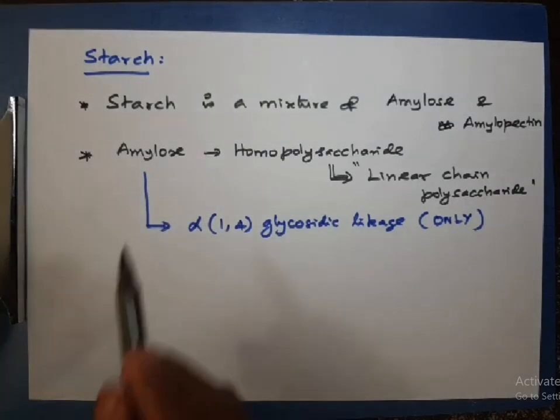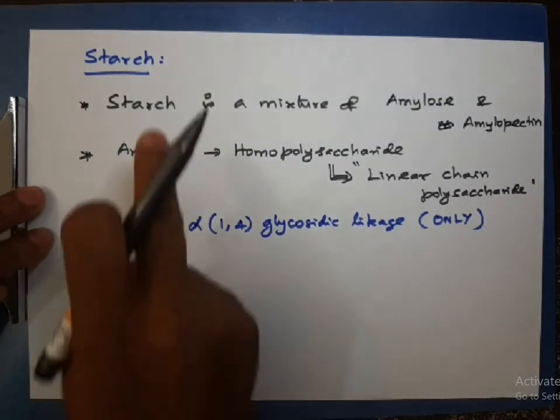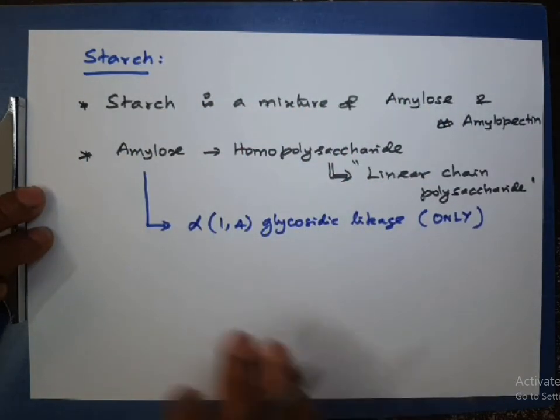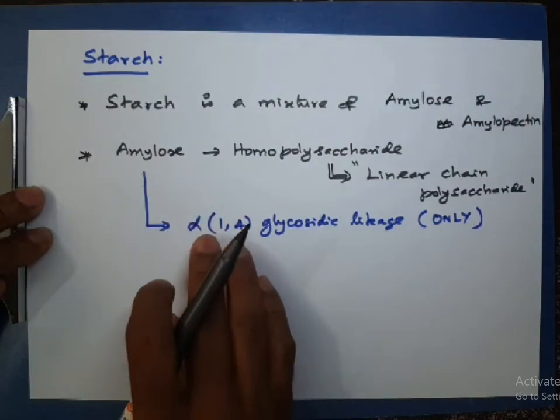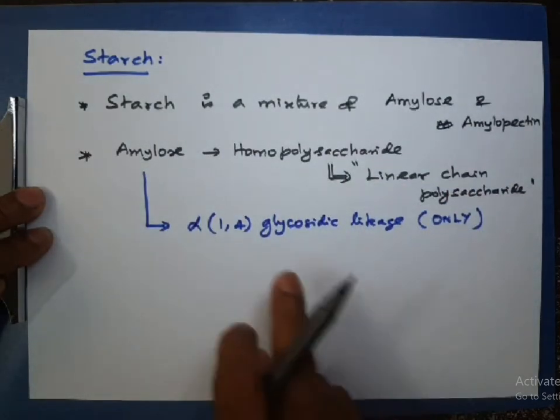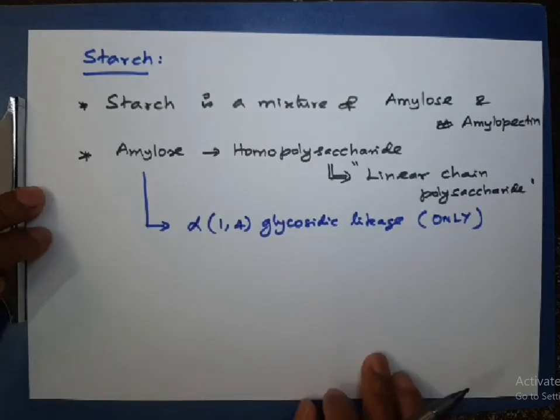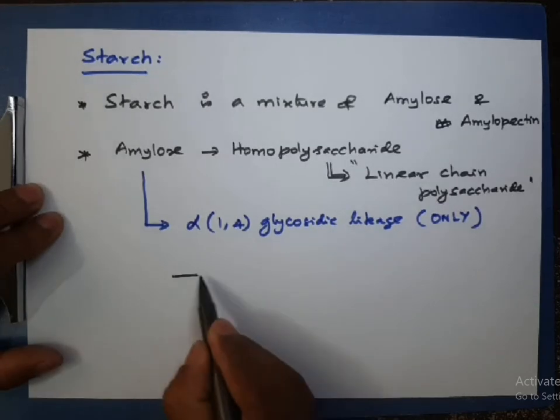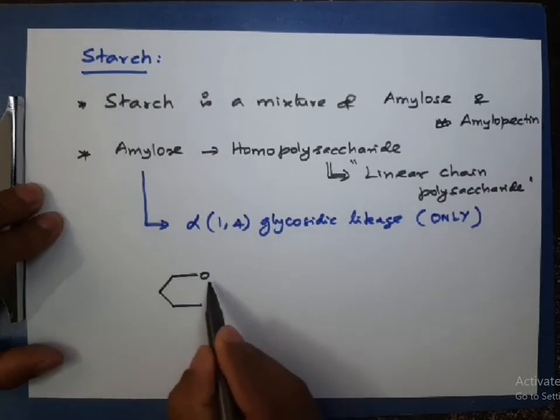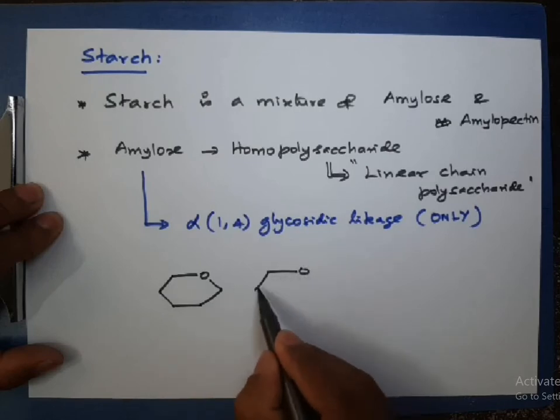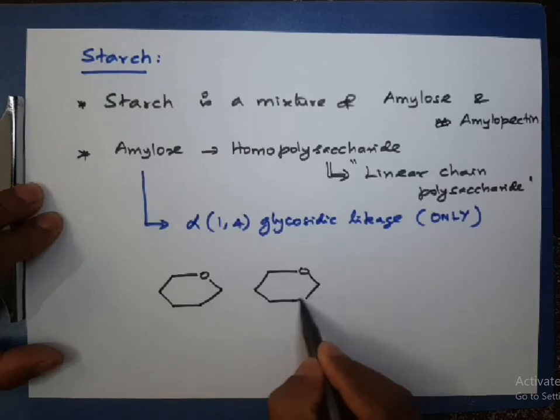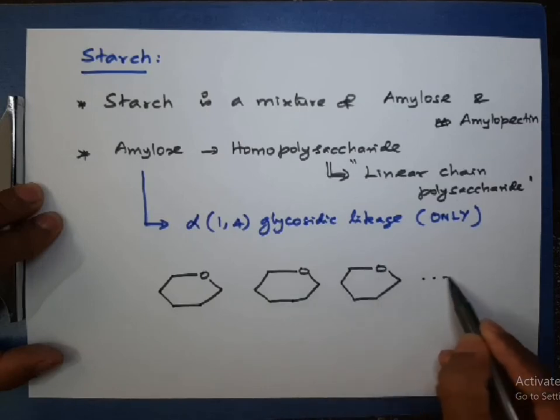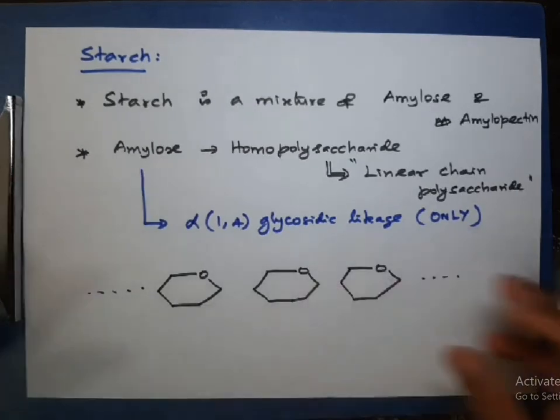Now, students, I am talking about amylose. Starch is actually a mixture. It consists of amylose and amylopectin. Amylose is a linear chain polysaccharide where we have alpha 1,4 glycosidic linkage between adjacent glucose units. Let me show you one or two units. It is a linear chain polymer, and you can take many units.